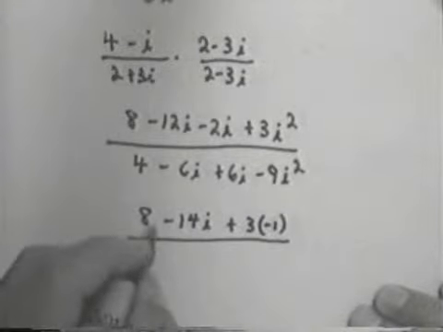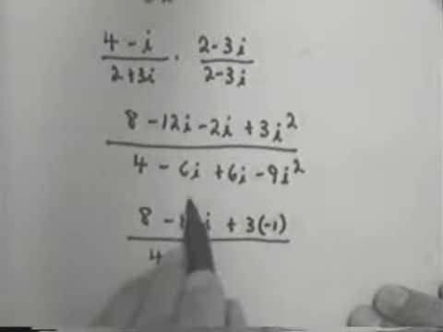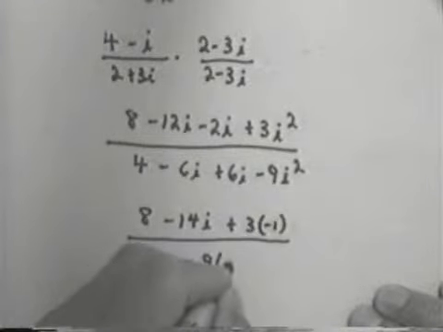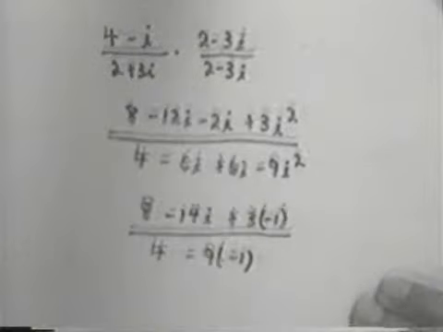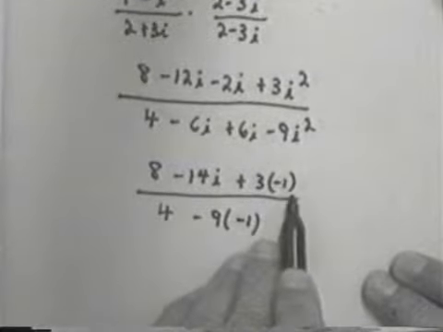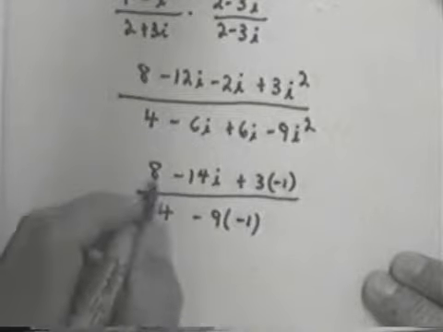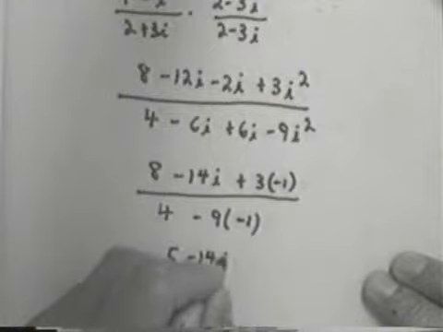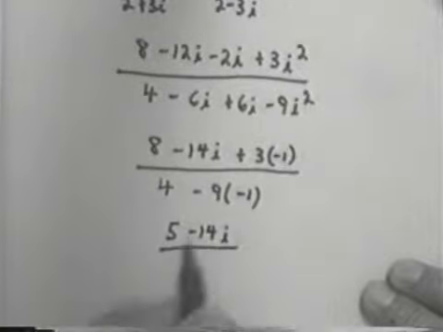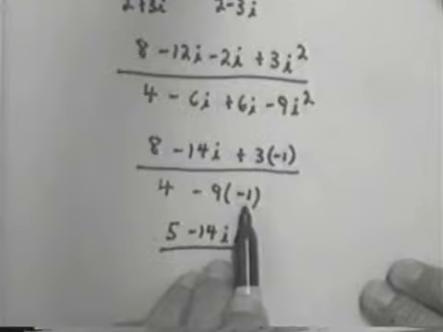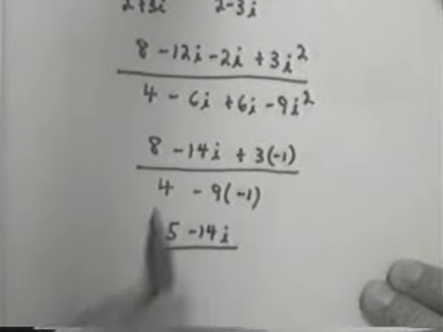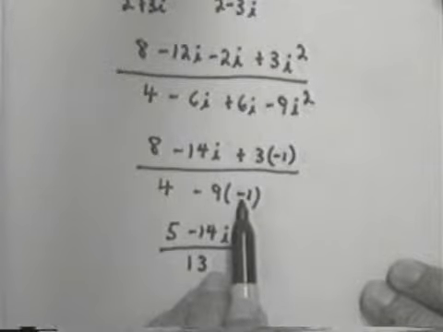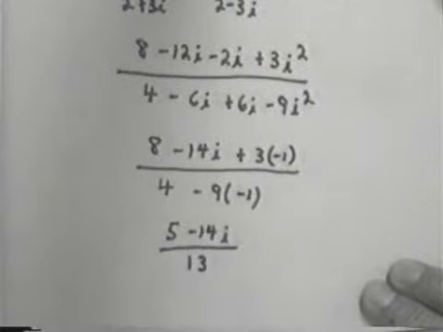Now in the denominator I have 4. The negative 6i and positive 6i cancel, so minus 9 times negative 1. Now 3 times negative 1 is negative 3. 8 plus a negative 3 is 5. So I have 5 minus 14i over, now negative 9 times negative 1 is positive 9, and 9 plus 4 is 13.